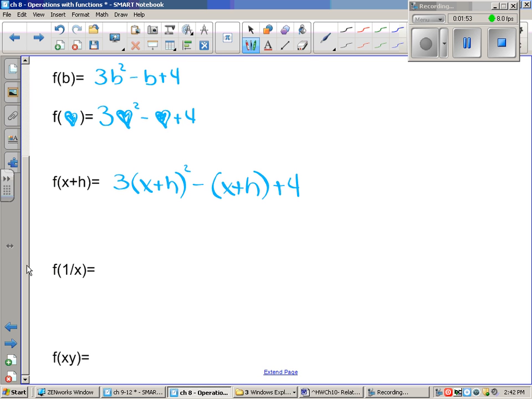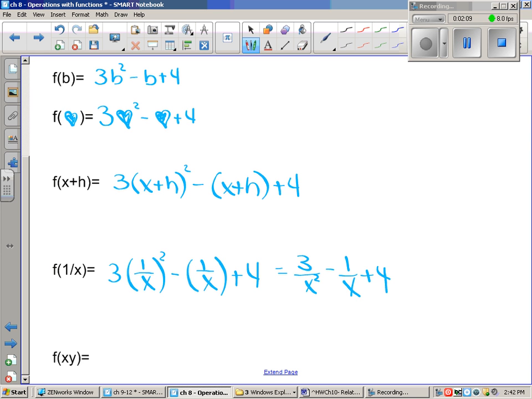The next one, what if it said 1 over x? Again, we'd have 1 over x squared minus 1 over x plus 4. Again, with this one, when you multiply that out, that's really not that serious. But here's the thing. It would never be written like this as an answer. They would probably do a common denominator, multiplying the whole thing by x squared to get rid of the denominator, whatever you might want to do with that.